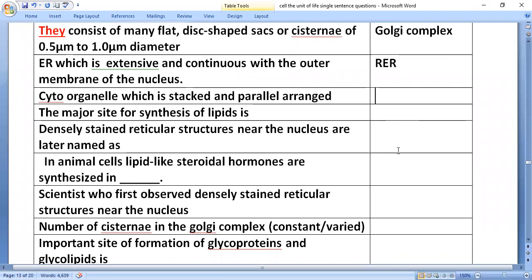Cytoorganelle, which is stacked and parallelly arranged. That is Golgi complex.